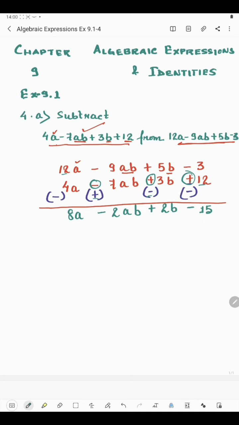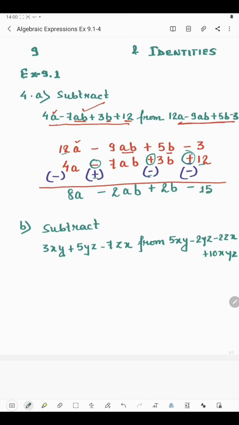Okay, now coming to part b. In part b we have to subtract 3xy plus 5yz plus minus 7zx from 5xy minus 2yz minus 2zx plus 10xyz. So we will have to subtract this expression from this expression. Okay, so we will write this expression on top.